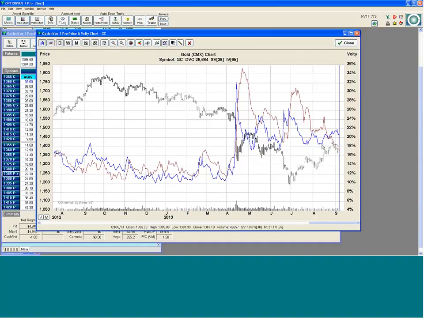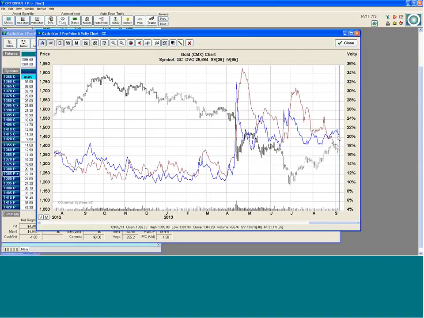Implied volatility is shown by OptionVue with this blue line that is part of the price and volatility chart. What this is telling us is that right now, implied volatility for all the gold options is right where this blue line intersects the blue vertical line that I just put in place, and it shows you the number in the lower right corner. IV is 21.1%.